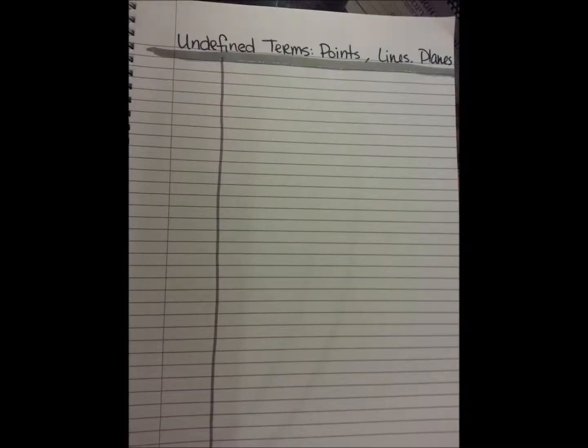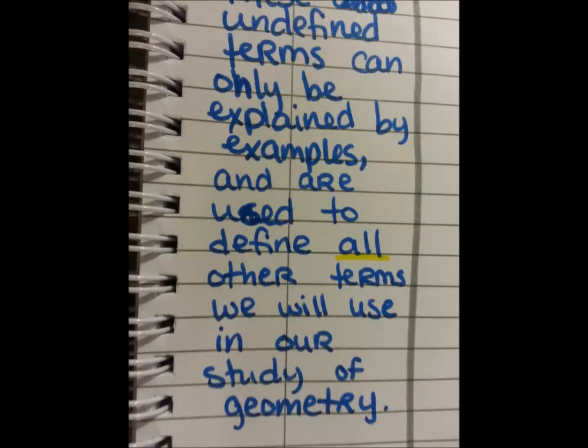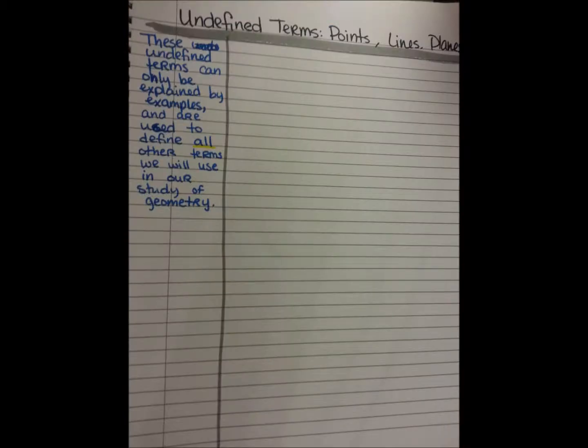These words that can only be described are called undefined terms. And these undefined terms can only really be explained by examples. And we're going to use them to define all the other terms that we're going to use in our study of geometry. These terms are points, lines, and planes.